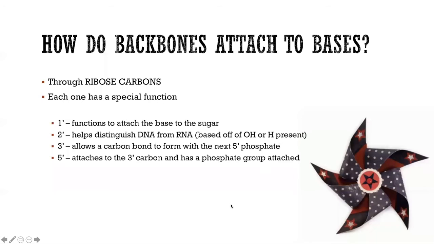The backbone's attached to the bases through ribose carbons, and there's 5 main carbons that hold a specific function. The first carbon functions to attach the base to the sugar itself. The second carbon helps to distinguish DNA from RNA. It's RNA if it has a hydroxyl group, and it's DNA if it simply has a hydrogen. The 3' allows a bond to form with the next 5' phosphate, and the 5' has a phosphate group attached, which then allows the 3' to attach to it so that DNA can be built.